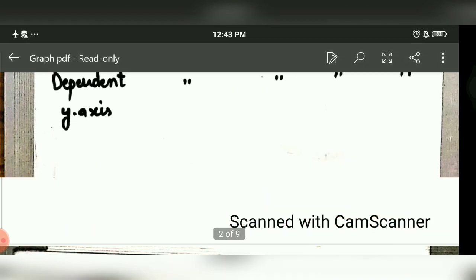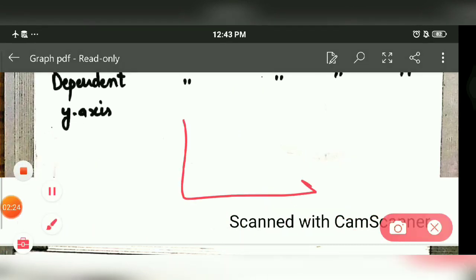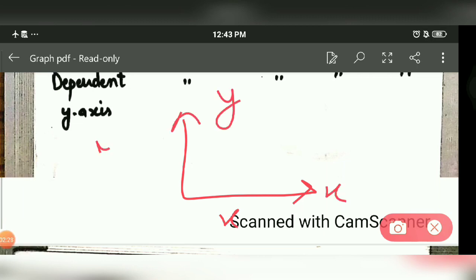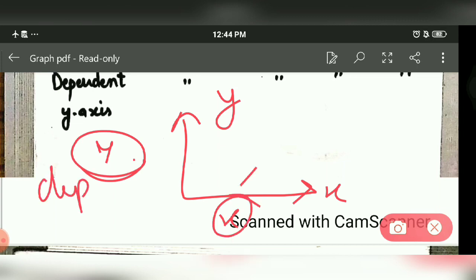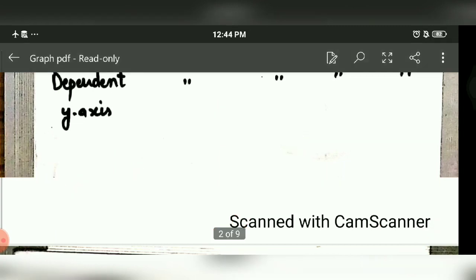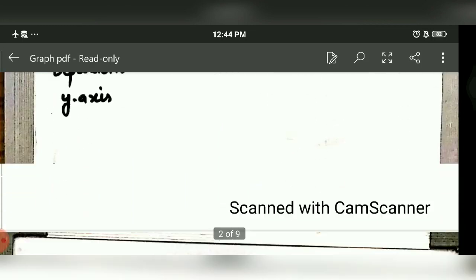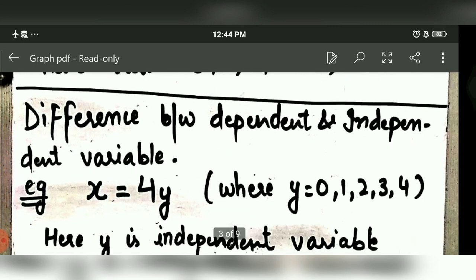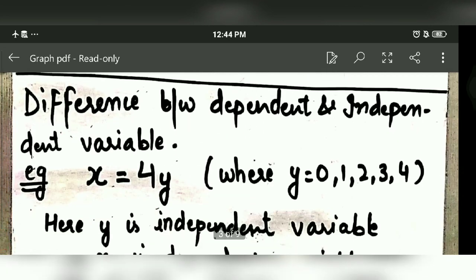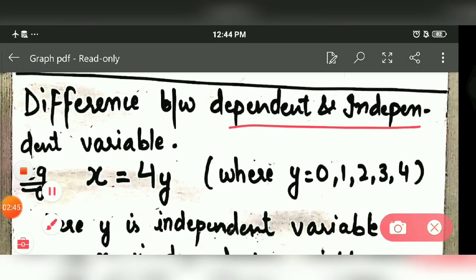So if we plot a graph, we plot x along the x-axis and y along the y-axis, because this is the dependent variable and this is the independent variable, and we take the independent variable along the x-axis and the dependent variable along the y-axis. So next, the difference between dependent and independent was already discussed with you above.